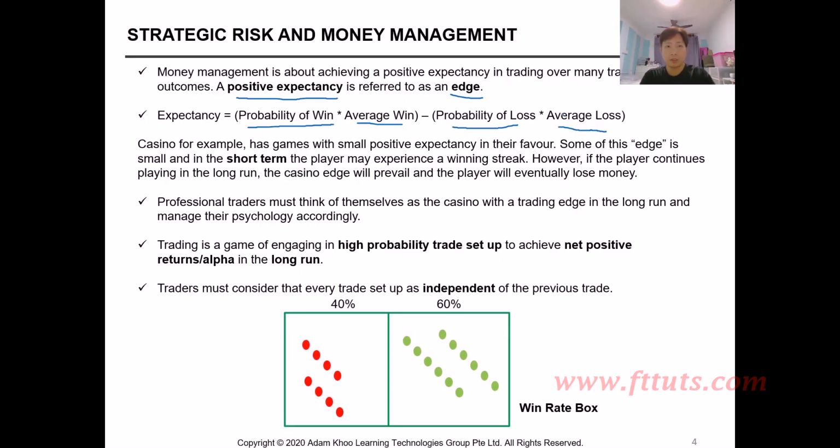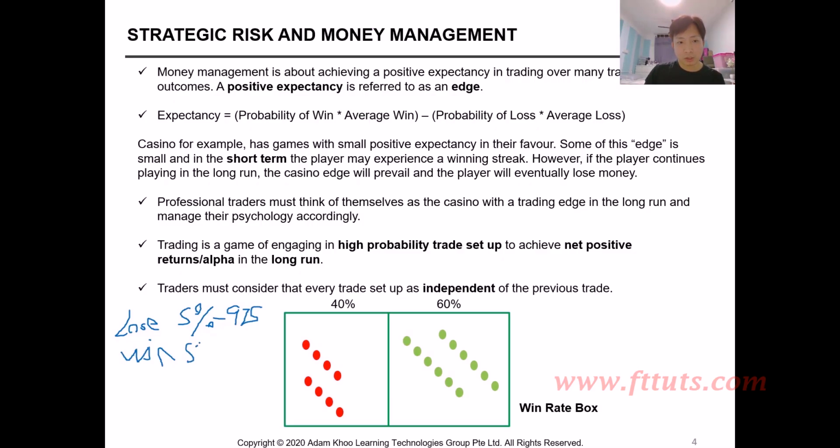So you have to train the psychology of trading as a game of probability, where the edge is achieved in the long run. I'm going to give you an example. Let's say there's only a 5% chance a trader is going to lose, and when he loses, he's losing $975. And when the trader wins, there's a 95% chance he's going to win, and he's going to make $25.